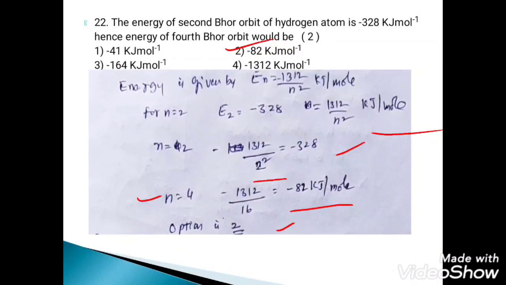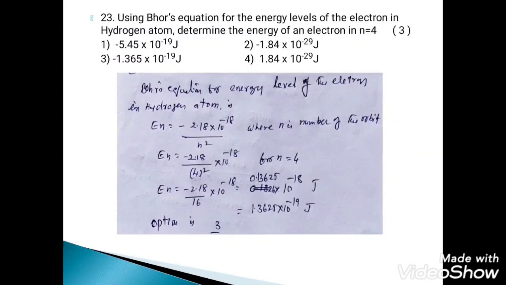Okay, going to the 23rd question. Using the Bohr equation, here the 22nd question is just like substituting the value only, nothing more than that. Using the Bohr equation for the energy level of the electron in hydrogen atom, determine the energy of the electron for n is equal to 4. For that we have to use the formula En is equal to, so here the unit has been given. Joule per atom is 131 minus 1312 by n square.